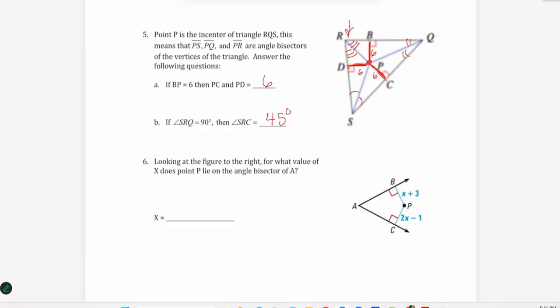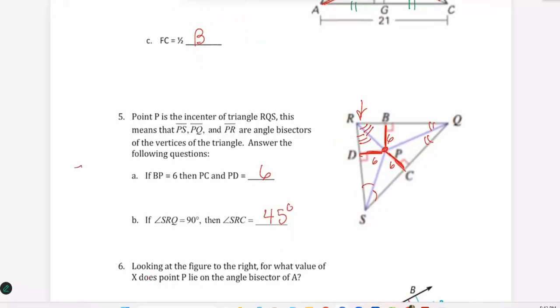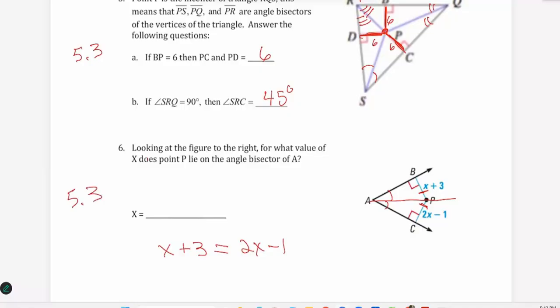Looking at the figure to the right, for what value of x does P lie on the angle bisector? Okay, if P is on the angle bisector, then this equals this. A right angle is formed down here, and this piece equals this piece. So for that to be on the angle bisector, these two pieces must be equal. So since we're talking about angle bisectors, we are now in 5.3, just to keep all this straight for yourselves.